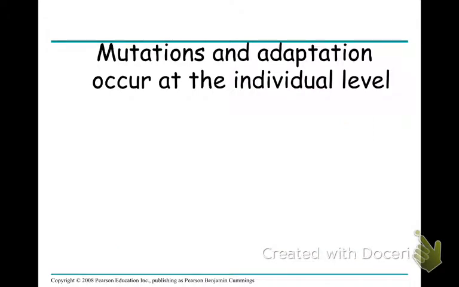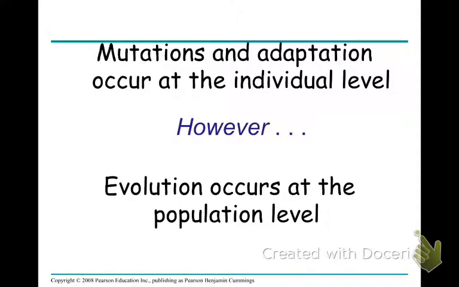So mutations and adaptations occur at an individual level. However, the evolution occurs at the population level.